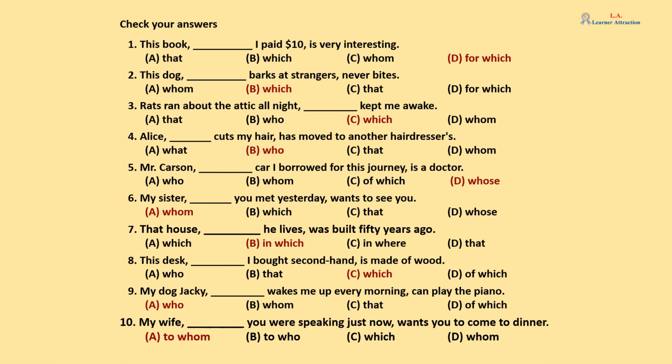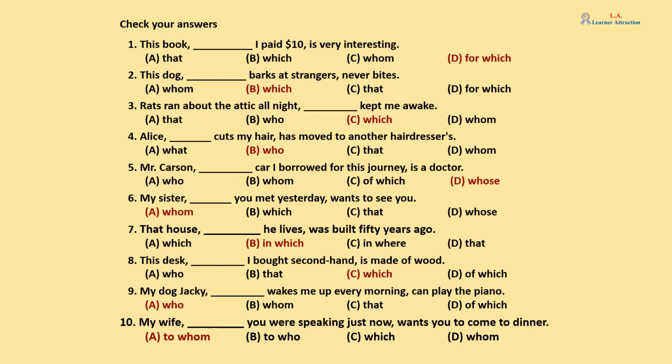Check your answers. Question number 1. D. For which? This book, for which I paid $10, is very interesting. Question number 2. B. Which? This dog, which barks at strangers, never bites. Question number 3. C. Which? Rats ran about the attic all night, which kept me awake.